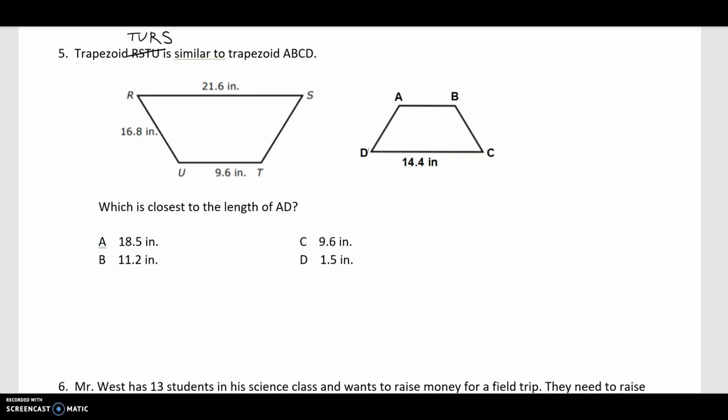All right. It says DC, so that is the longest side. I'm going to look for the longest side up here. Those are the corresponding sides. And we are looking for AD. So AD is this side.